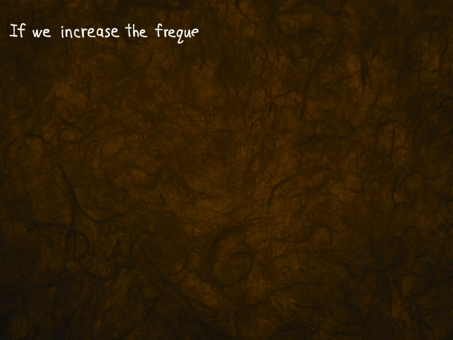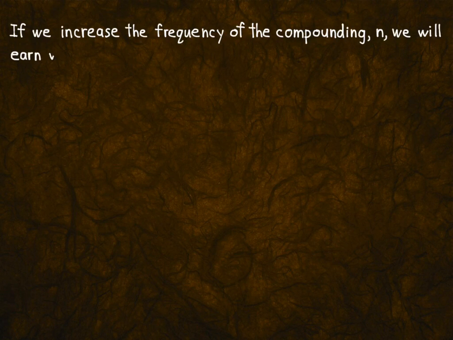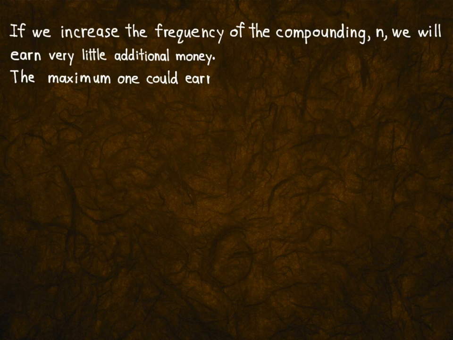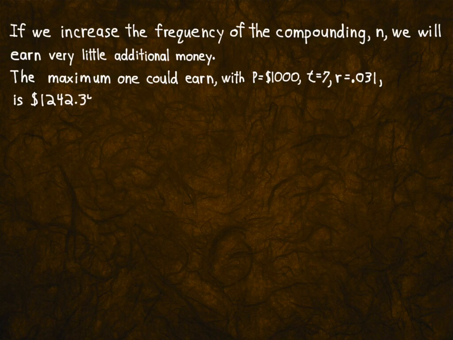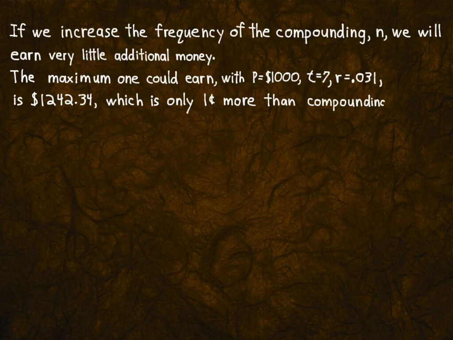So if we increase the frequency of the compounding, that is, increase the number n, we will earn very little additional money off of this investment. The maximum one could possibly earn using the principal of 1,000 over 7 years with an interest of 3.1% is $1,242.34, which is only 1 cent more than if you compounded it daily. So there's not a whole lot of incentive to compound your interest more than daily.